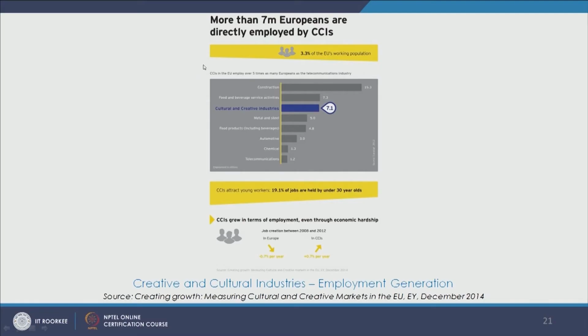We saw some more interesting infographics, and we saw this data, and here we see the creative and cultural industries are in the top 3 which contribute to employment. So more than 7 million Europeans are directly employed by these creative and cultural industries.